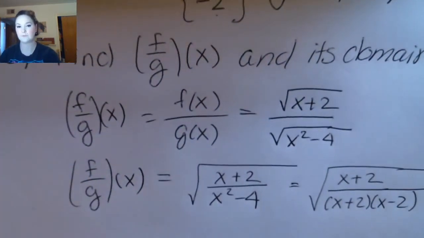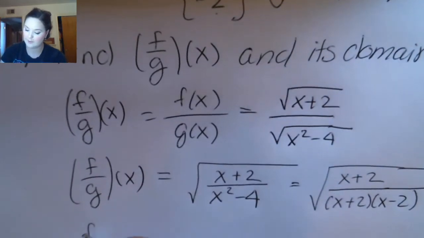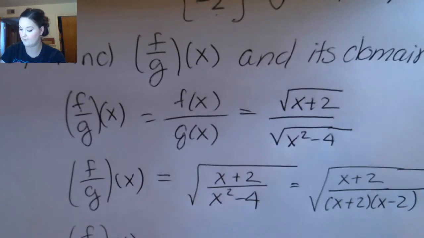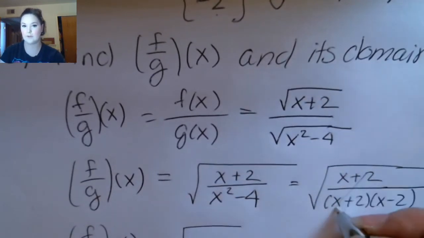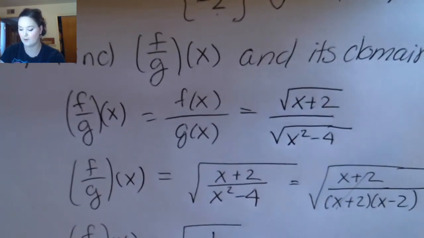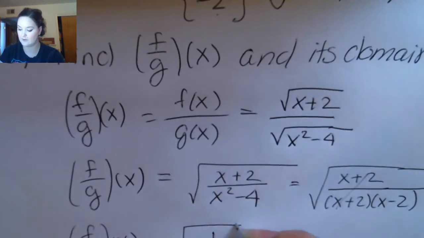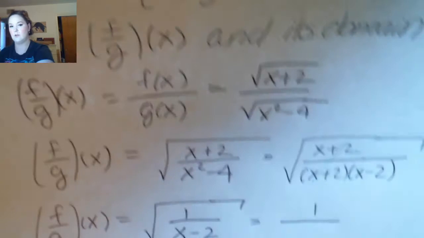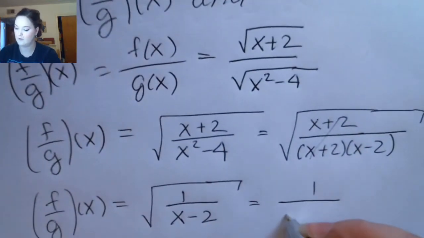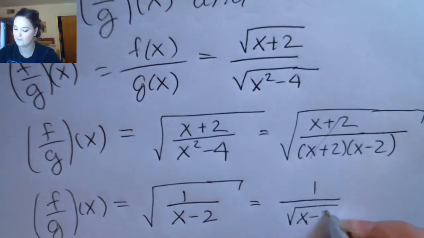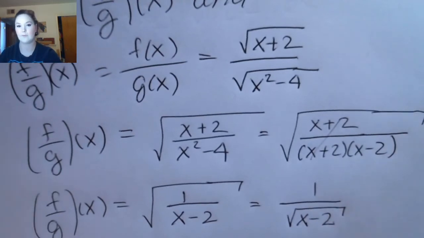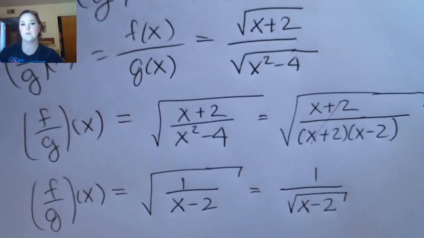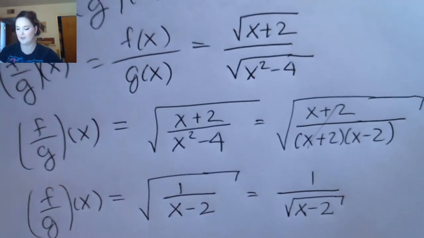Okay, last step. Cancel the x plus 2's, and I just have 1 over x minus 2. Okay, which you could rewrite like this. All right, so a little bit of radical simplifying there.